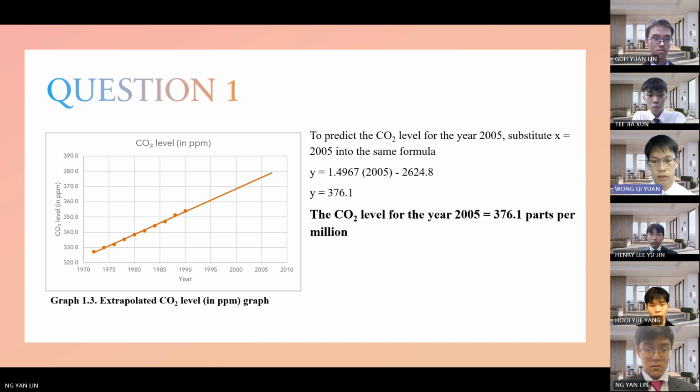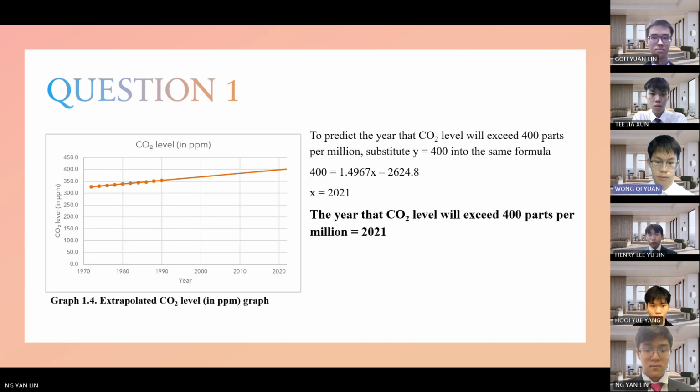So, this is the extrapolated carbon dioxide level graph. By using the linear extrapolation method, we can get an estimated answer for it. For now, we are going for the carbon dioxide level for the year 2005. By using the graph, we can zoom in and find the answer for this question. As another option, we can substitute x as 2005 into the equation we obtained. After the calculation, we will get the carbon dioxide level for 2005, which is 376.1 parts per million. So, moving on.